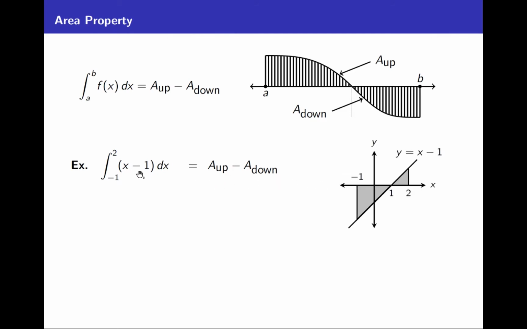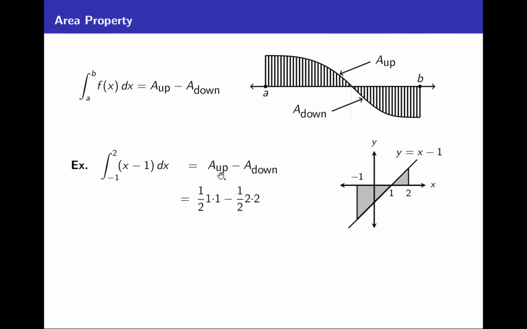Let's graph this function x minus 1. There it is, y equals x minus 1. That's just a straight line with slope 1 and y-intercept -1. It looks like this. It has an x-intercept of +1. And notice that you get some A up, which is this little triangle right there, and then some A down, which is this bigger triangle right there.